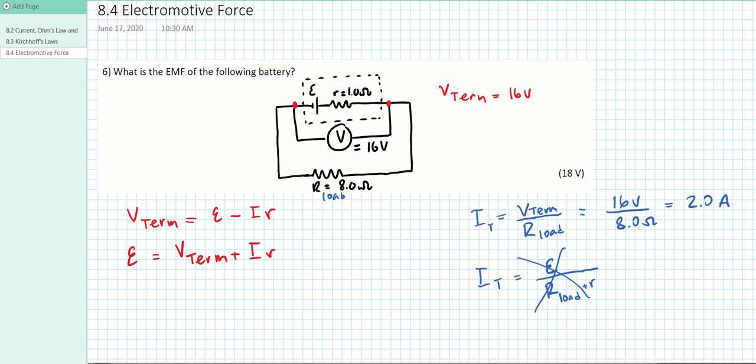So once you know your current, then you go back to your equation for V terminal, solve for the EMF, and plug in the values. So this is going to be 16 plus I, which is 2.0, times 1.0, so 16. We're multiplying with 2 sig figs here, so this would be 2.0. Once you're adding, it should be the least number of decimals, so this should be 18 volt. So that's question number 6.